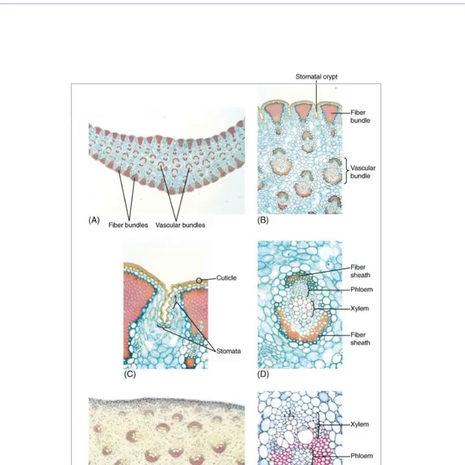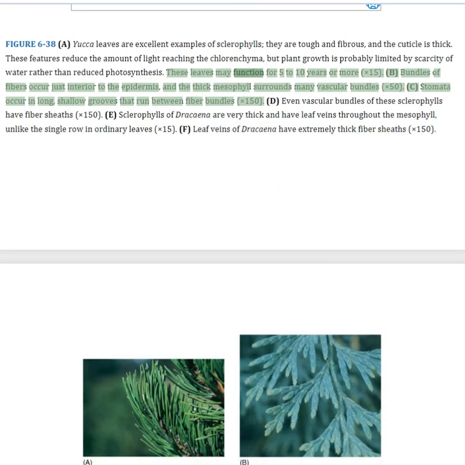Figure 6-38: Yucca leaves are excellent examples of sclerophylls. They are tough and fibrous, and the cuticle is thick. These features reduce the amount of light reaching the chlorenchyma, but plant growth is probably limited by scarcity of water rather than reduced photosynthesis. These leaves may function for 5 to 10 years or more.